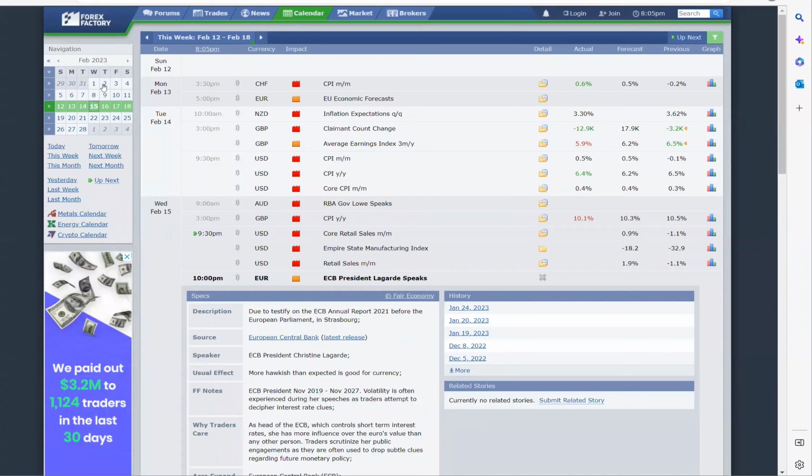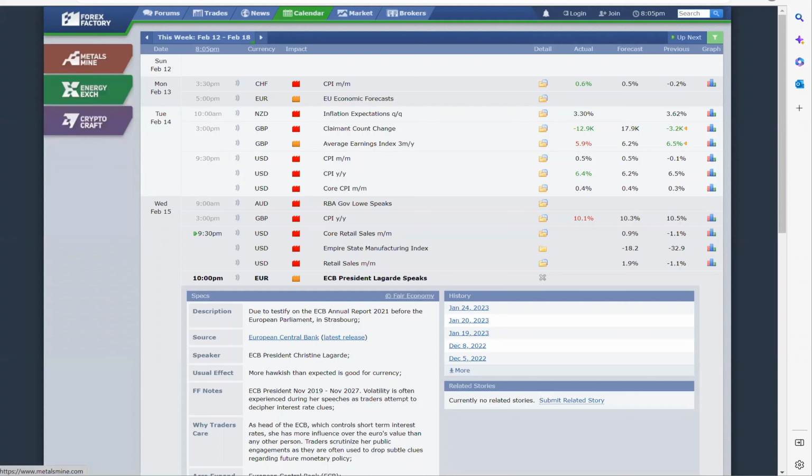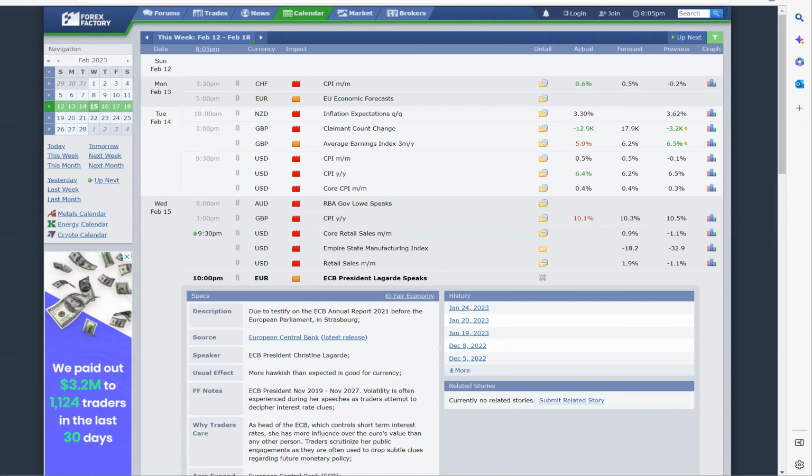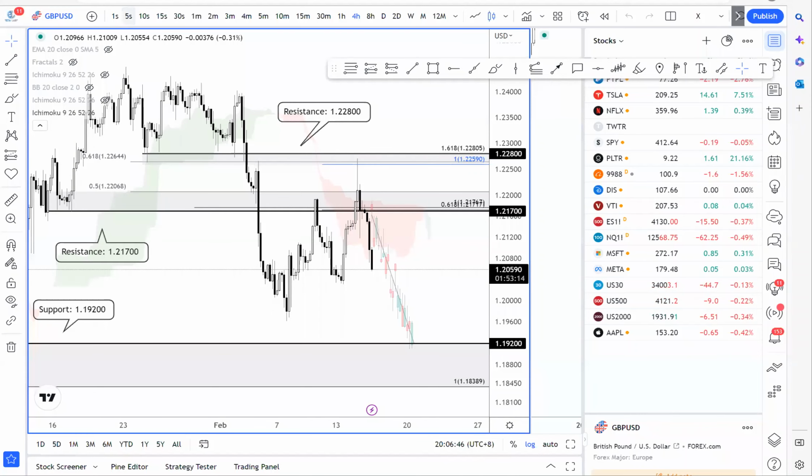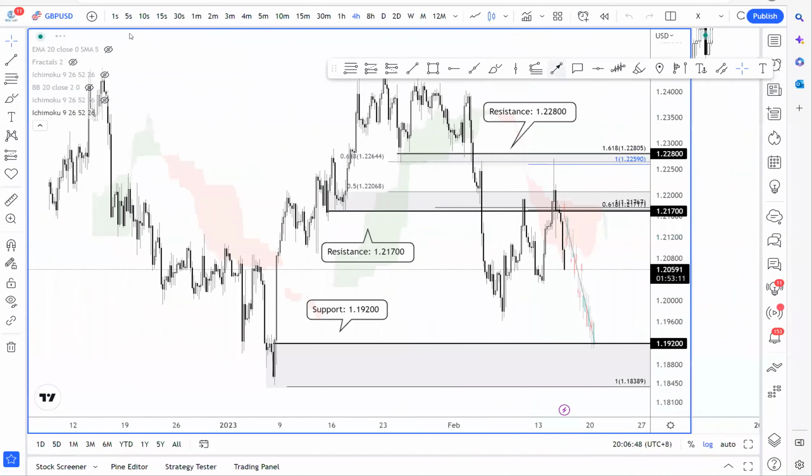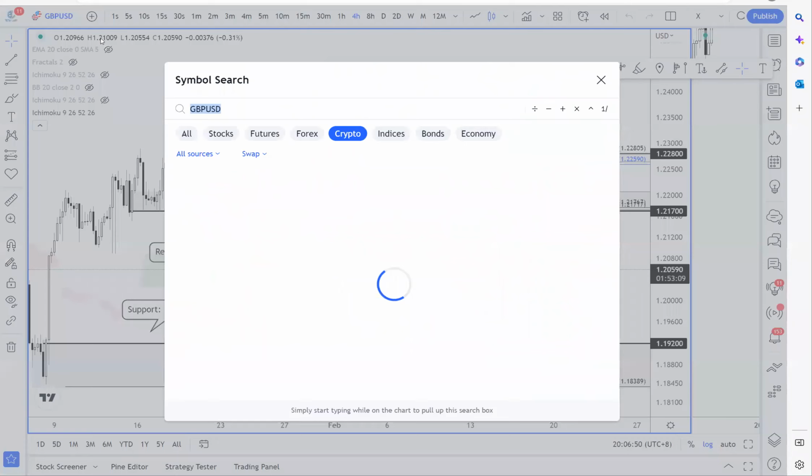So that's the economic calendar end. Let's take a look at our setups for now. There are three main setups that I want to go through. Let's take a look at the dollar index for a start.